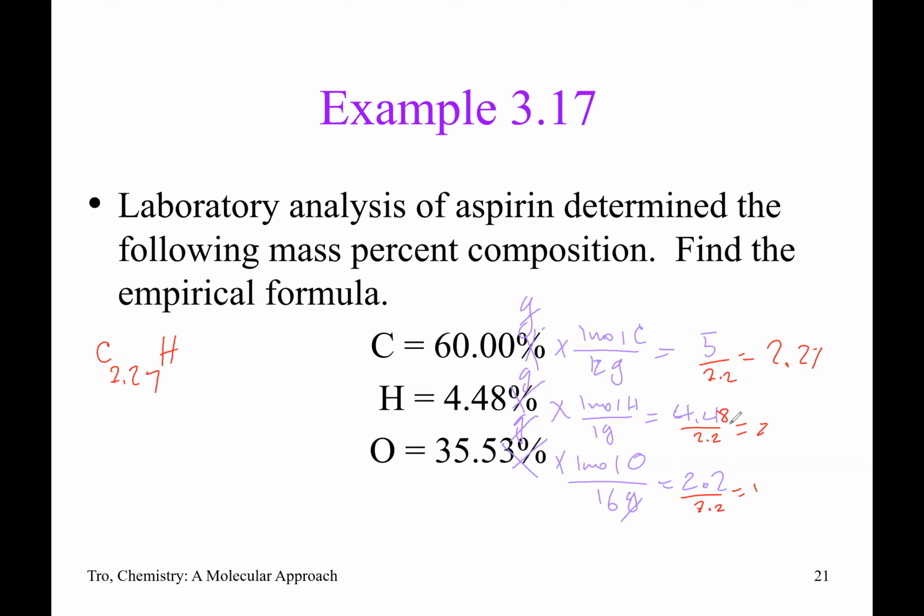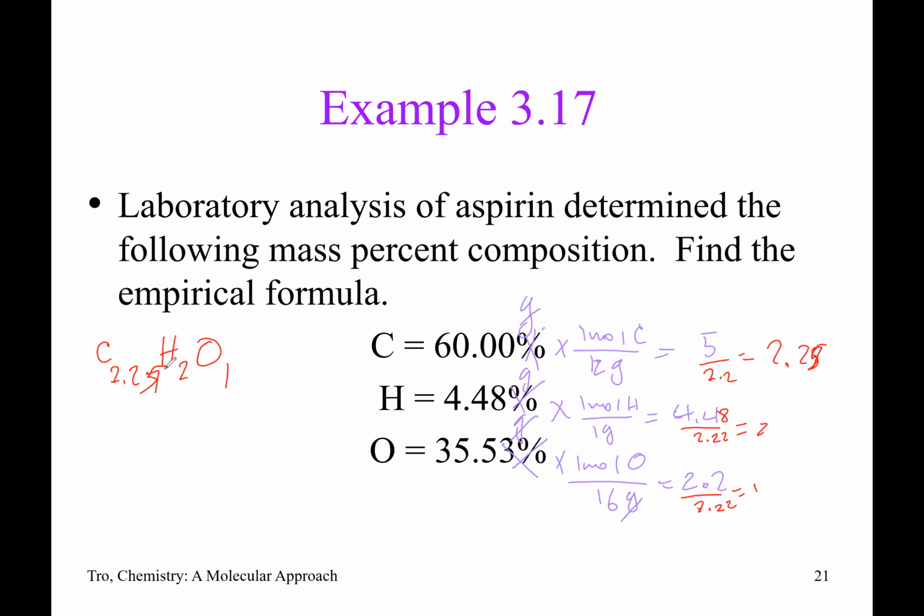4.48, maybe it makes a difference here. 2.22. Okay. The smallest number, you divide by the smallest number to find the lowest ratio, and then hydrogen is 2, and the other one, oxygen, as 1.